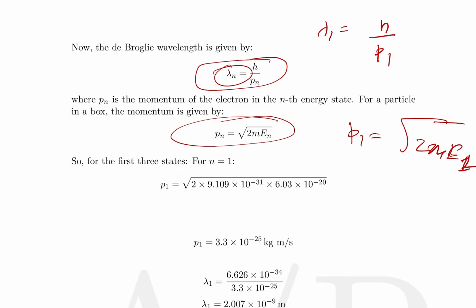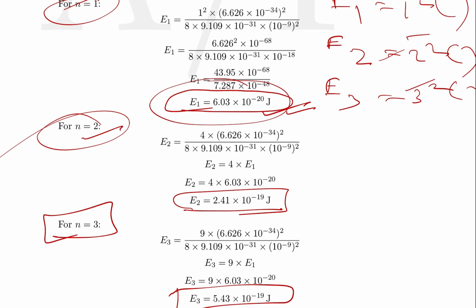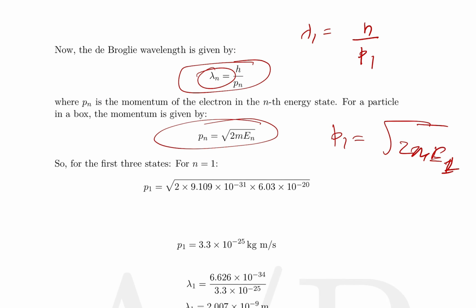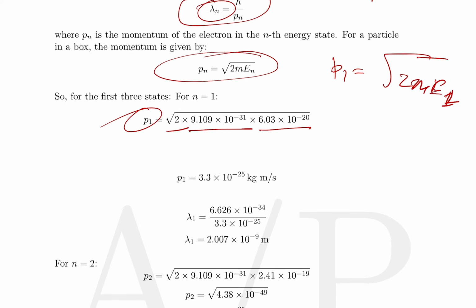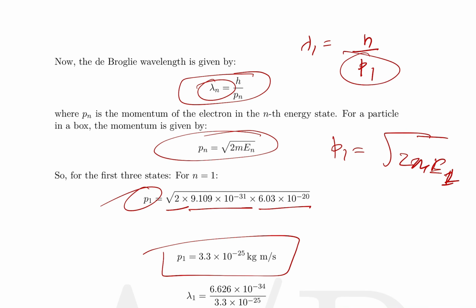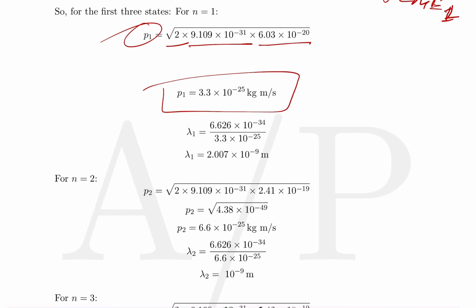We already have E1 as this expression; we have found it to be 6.03 into 10 raised to the power minus 20. So we'll put 6.03 into 10 raised to the power minus 20 and m into 2 and we will get p1. Then p1 we put in the de Broglie wave concept: lambda 1 would be h upon p1. So we get lambda 1 as 2.007 into 10 raised to the power minus 9 meters.